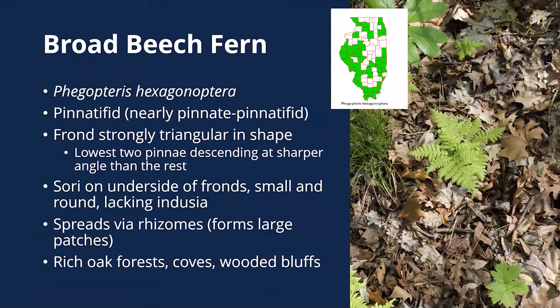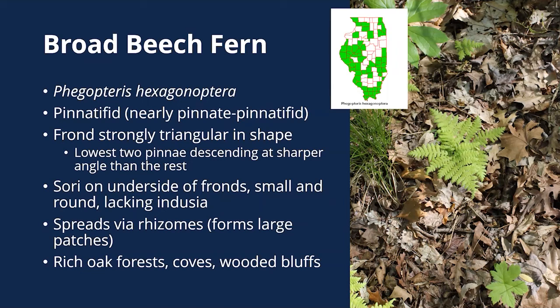Another one of these kind of triangular ones is broad beech fern. This is another one of my favorite ferns. I love saying its name, Phegopteris hexagonoptera. It is pinnate pinnatifid or nearly pinnate pinnatifid. So it kind of almost fully separates all the way down, but not necessarily always. Again, very strongly triangular in shape. And those last two pinnae, the bigger two at the bottom, are kind of cocked at a weird angle. They're aimed backwards a little bit. And that's really noticeable when you see these.